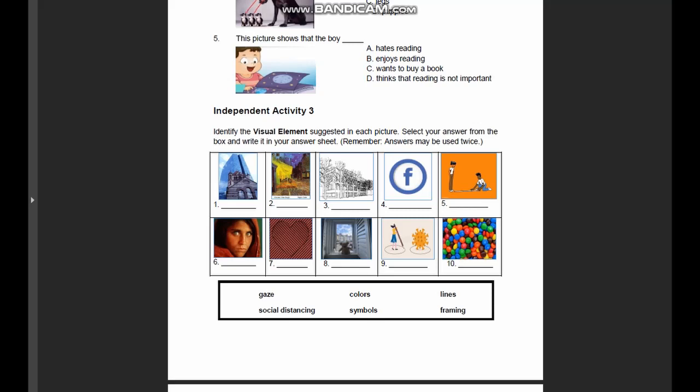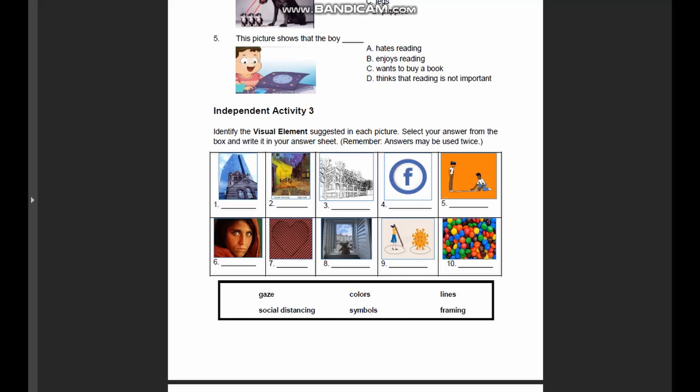Number 6. A woman looking suggests what kind of visual element? Number 7. A heart-shaped photo suggests what kind of visual element? Next, number 8. A teddy bear looking outside the window. Number 9. A woman and a virus. Number 10. A picture of chocolates.